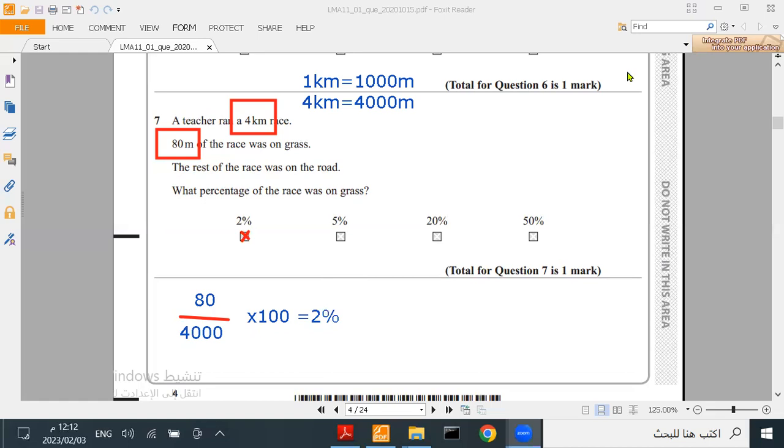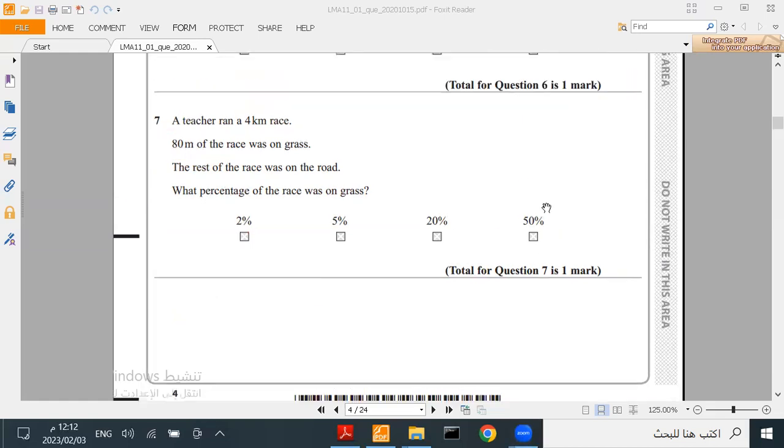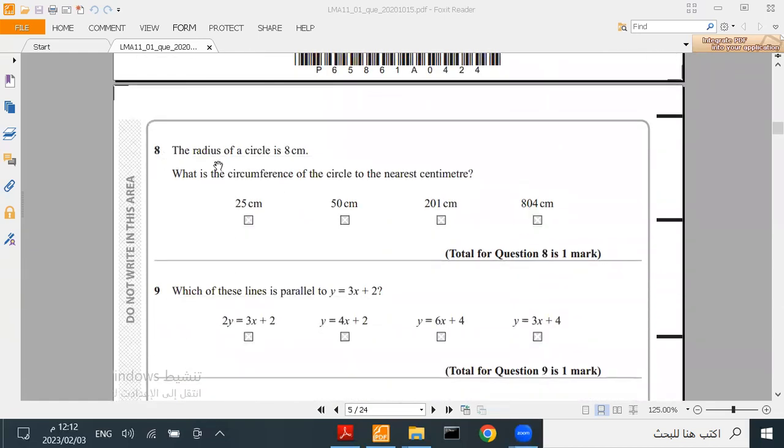Now let's move on to the next question. The next question is so easy. The radius of a circle is 8 centimeters. What's the circumference of the circle? 2 pi r.